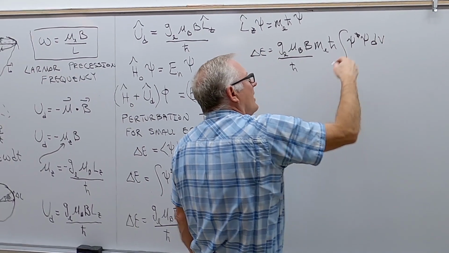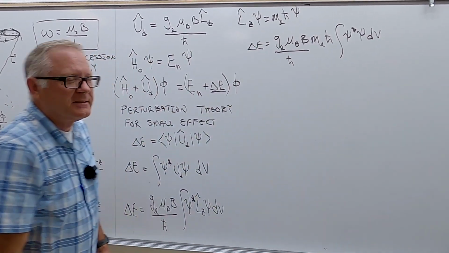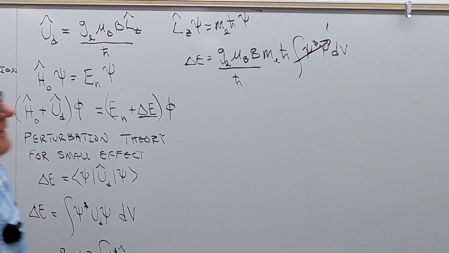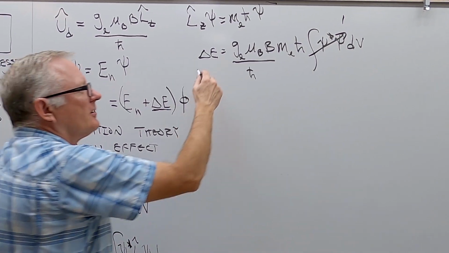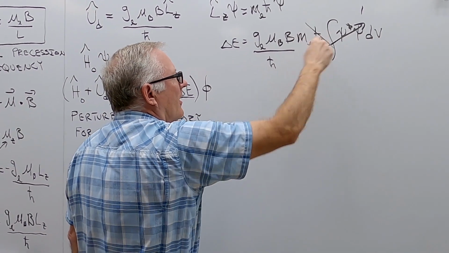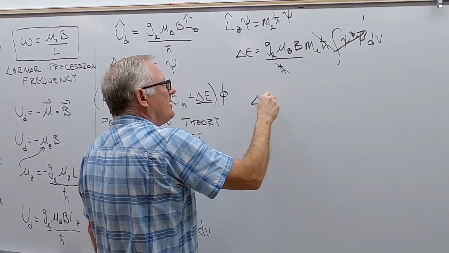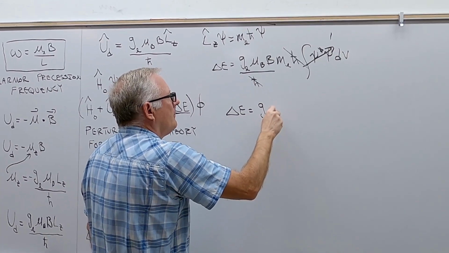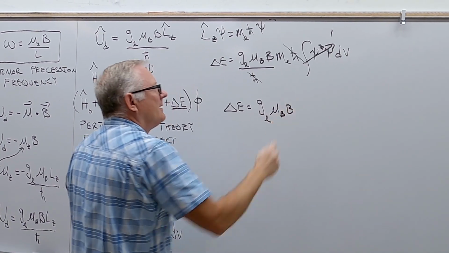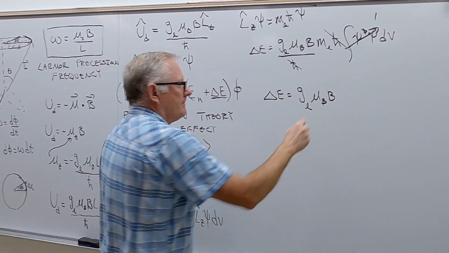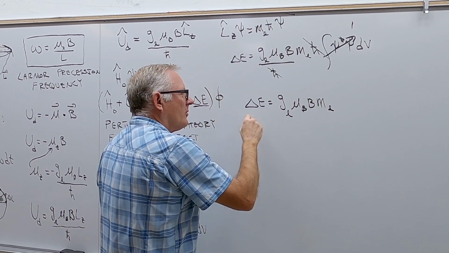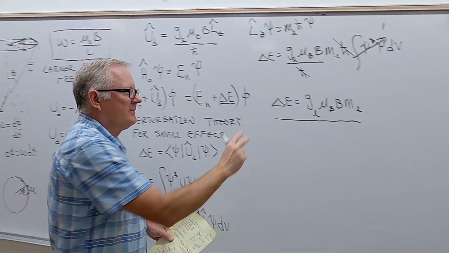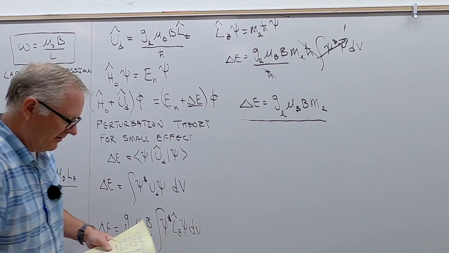D volume. And what is this? Well, isn't that our normalization? That's just one, so I don't ever have to integrate anything right there. So it looks like the energy is going to be shifted, and we can cancel an H bar here. The energy is going to be shifted by g sub L mu B B m sub L. So there is how much our energy gets shifted. Remember, g sub L is just one, so I could take that out if I wanted to.